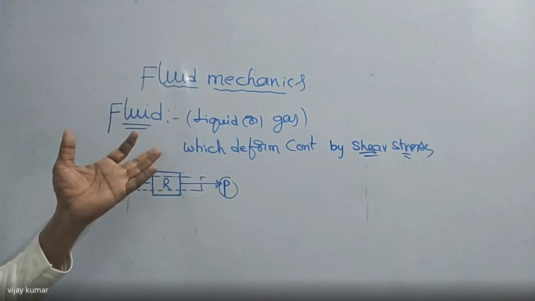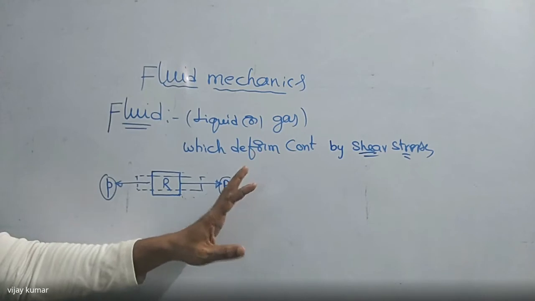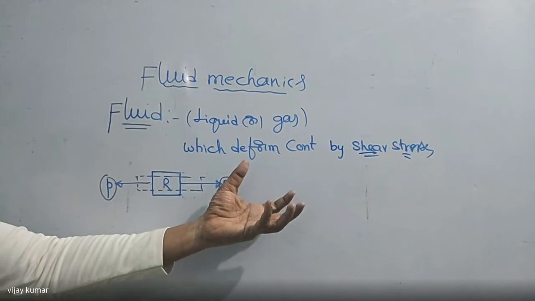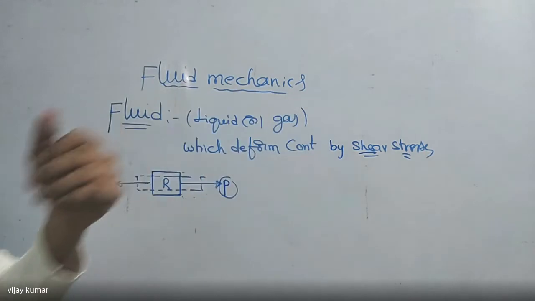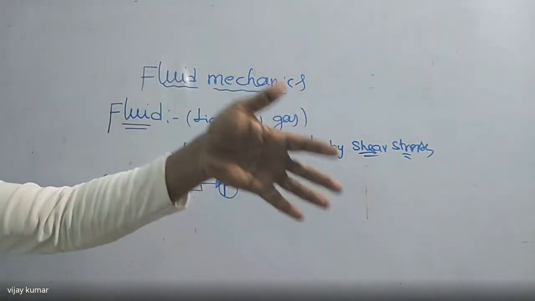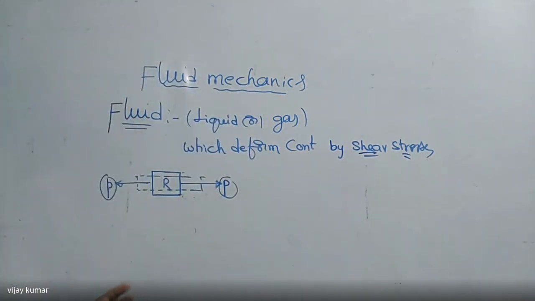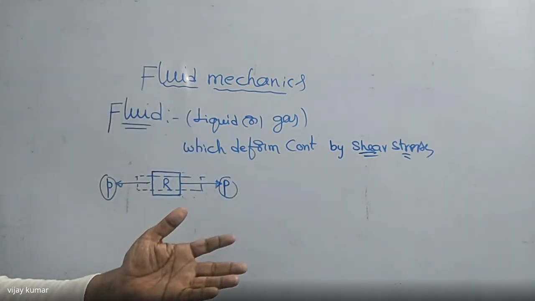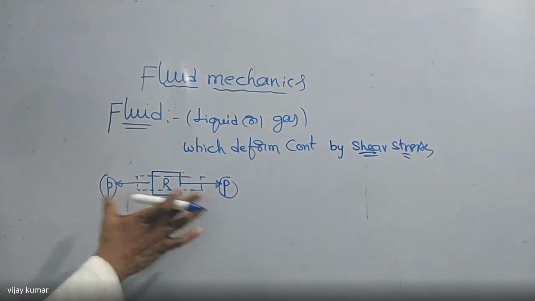But in case of fluid, if you apply the force on the fluid and it undergoes some deformation, but if you remove the external force, the fluid never comes to original position. That means it deforms continuously. So please take care about that point. What is a fluid? Fluid is a substance which deforms in the direction of flow by shear stresses or shear forces. Right? So that is the difference between solid and a fluid.